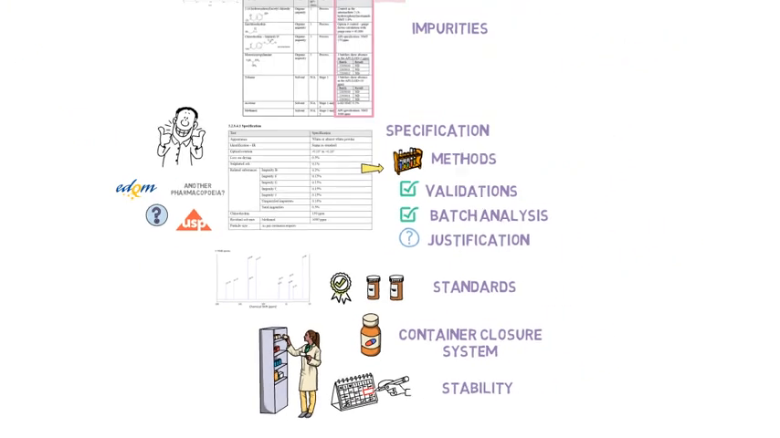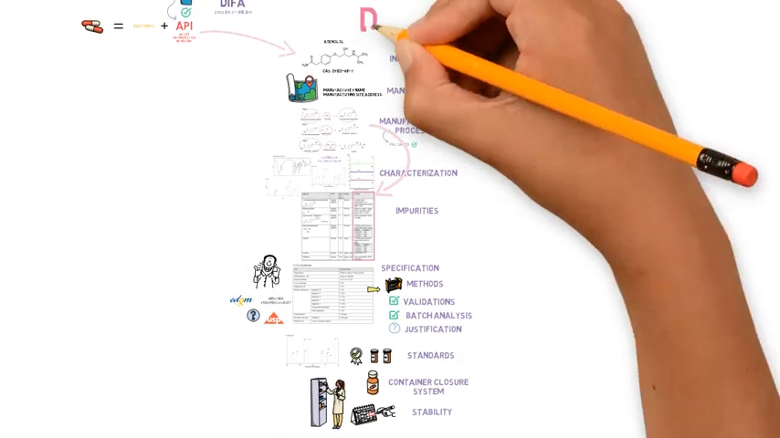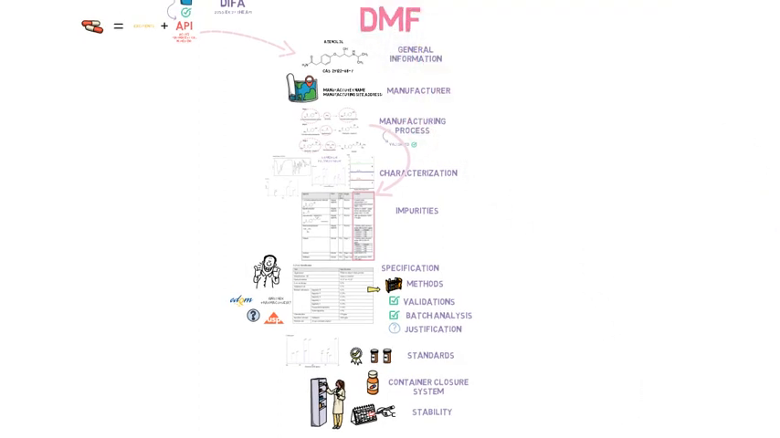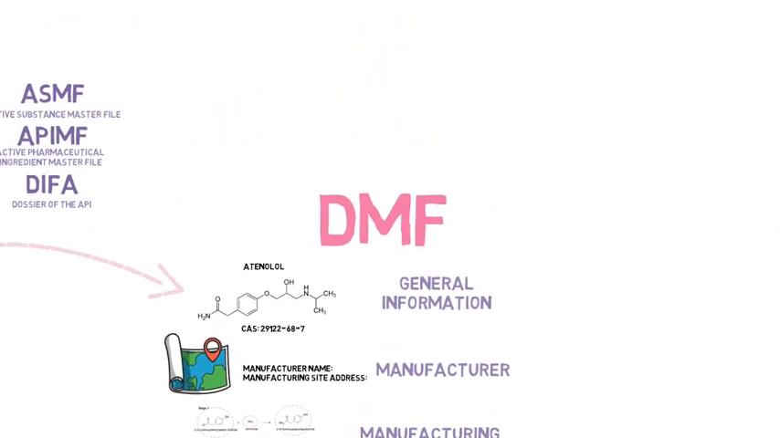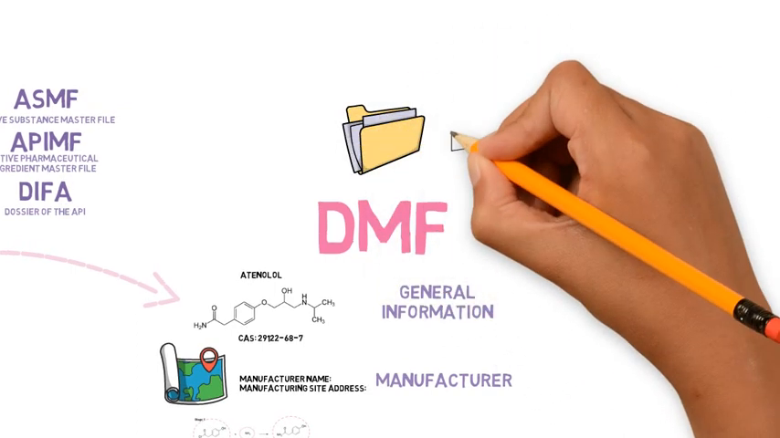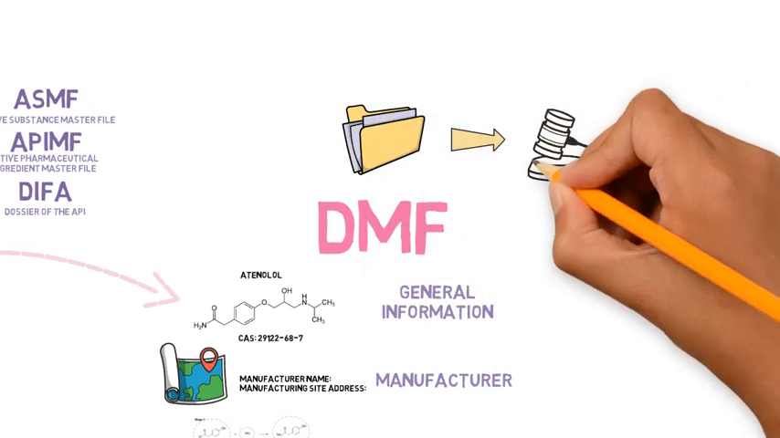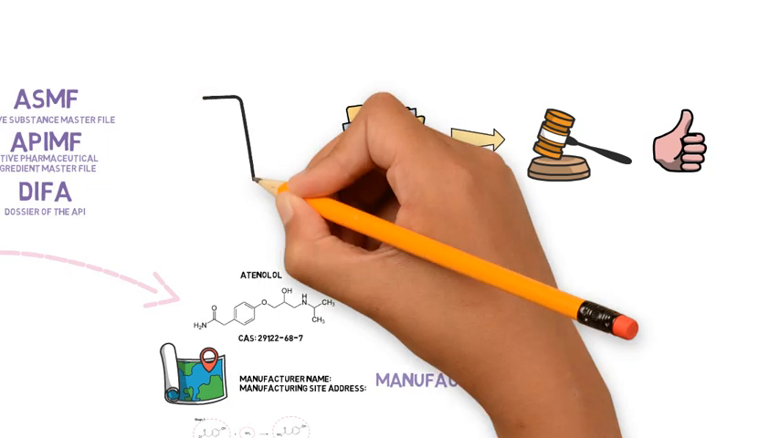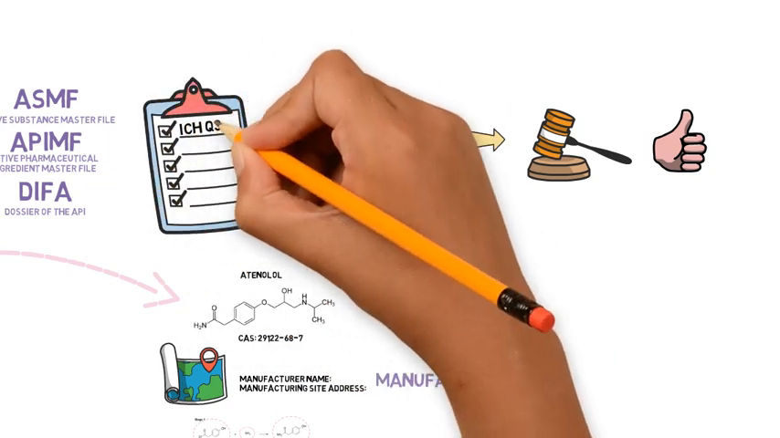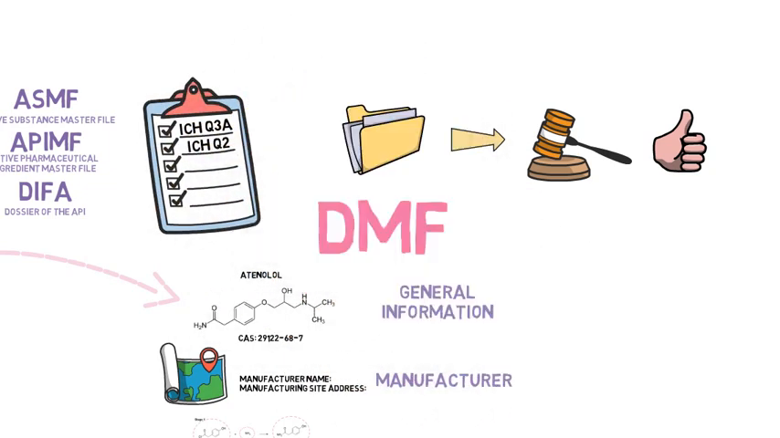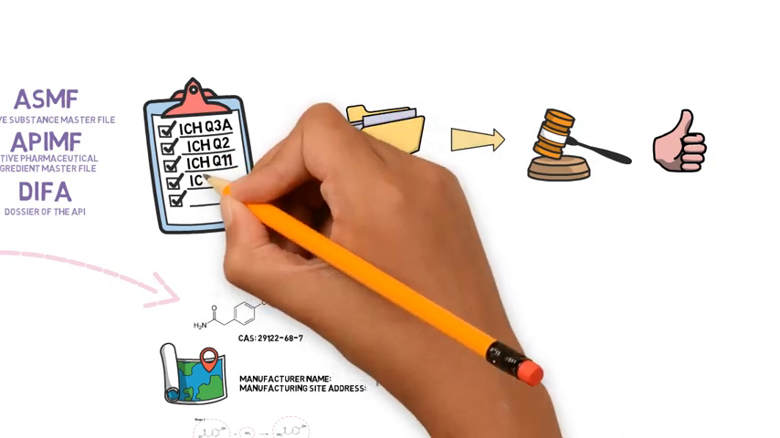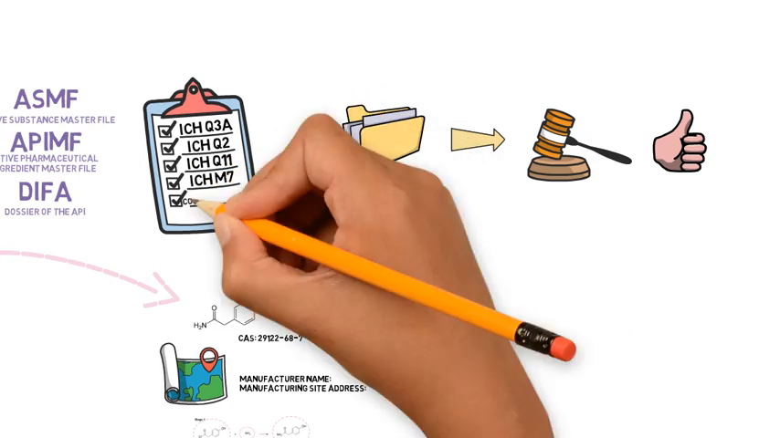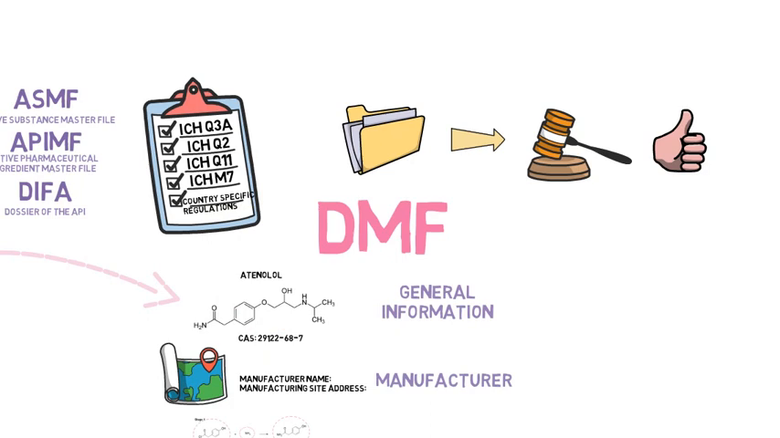The DMF not only demonstrates the quality of APIs which are already actively produced and marketed, but it will also be used in regulatory submissions when approval is requested for any new drug product for which that API is not yet approved. Hence, it needs to comply with ICH guidelines, which describe the technical requirements that need to be met, and it also needs to meet other regulatory requirements which may be relevant for the country where it will be marketed.